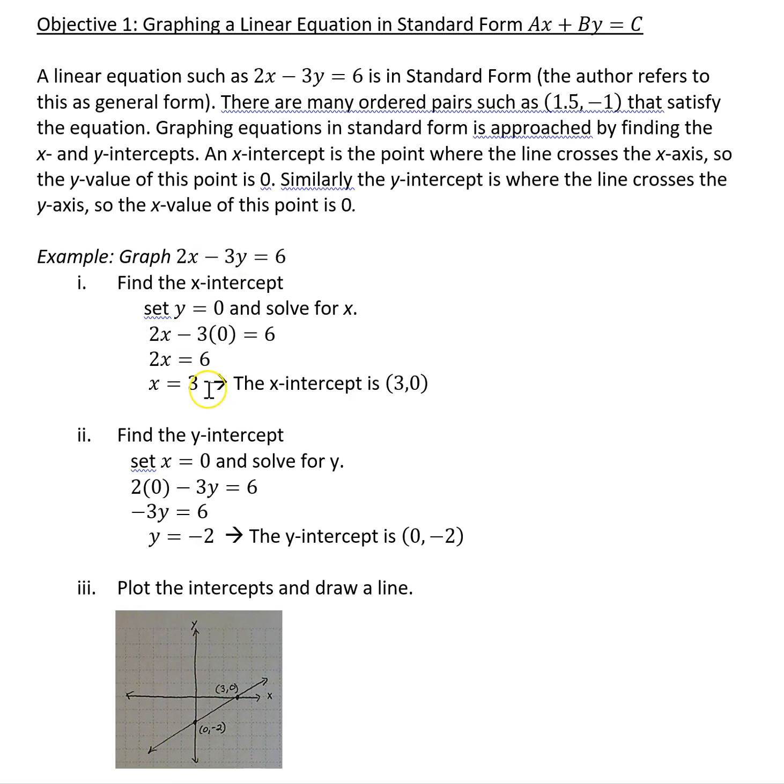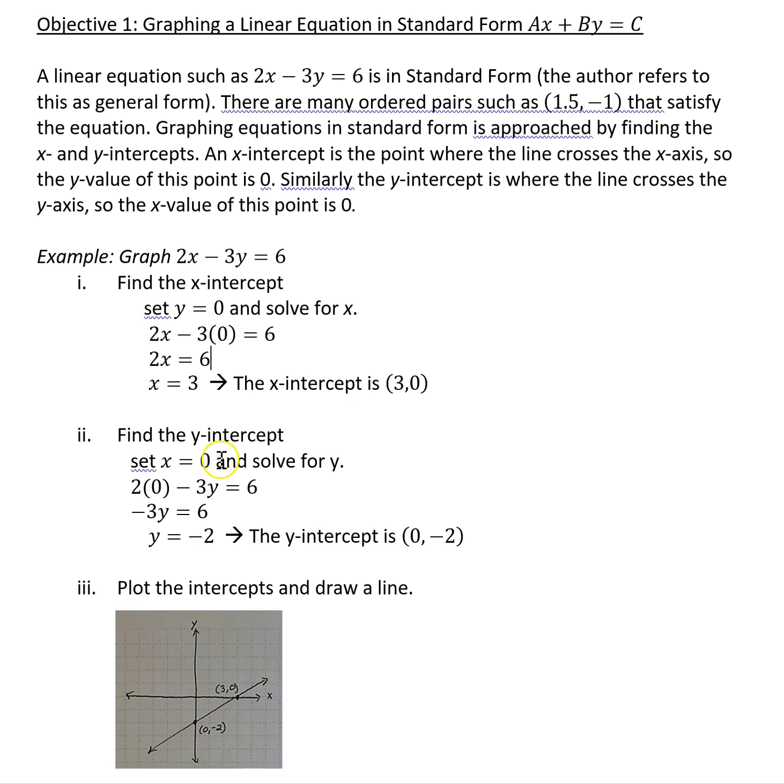If I solve it, I get x equals 3, and so I know the x-intercept is at 3, 0 as an ordered pair. Okay, so the x-intercept has a y value of 0, which allows us to easily solve for x. The second thing is to find the y-intercept.